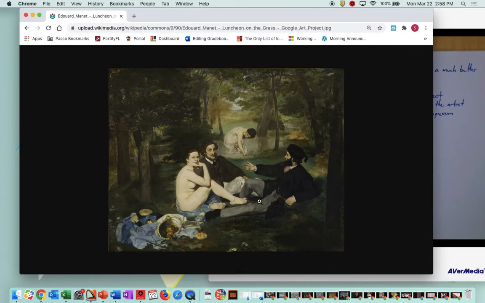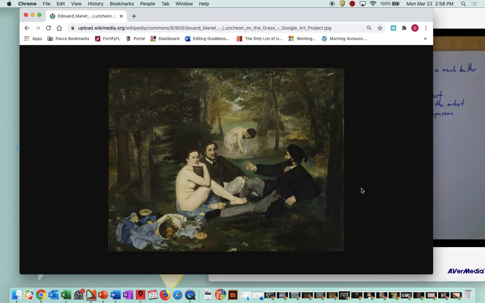So here's the painting. And the thing that was scandalous about this is not that there is a nude figure in the painting. That's pretty common. What is scandalous is that you have a nude figure sitting amongst clothed figures. That was the weird thing, and this was very scandalous, even though he's painting a realistic image. This was something you might see out in the countryside.